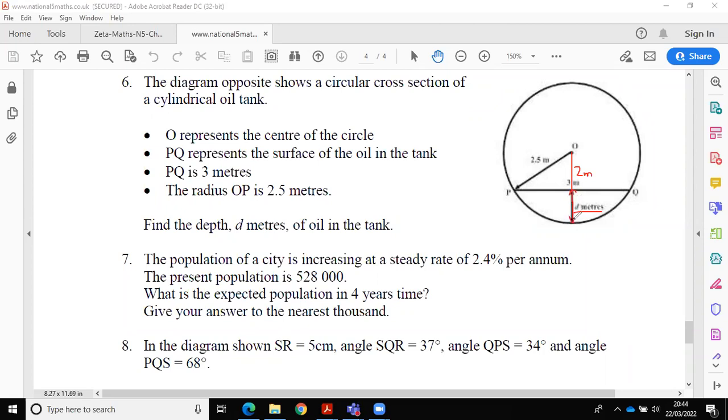Now it's asking for this length, from the top of the surface to the bottom. What's that 2 meters plus that d meters? Well, that's just the radius, and we know the radius is 2.5. So O to the top of the surface is 2 meters. That means d meters must be just 2.5 minus 2, which is 0.5 meters.